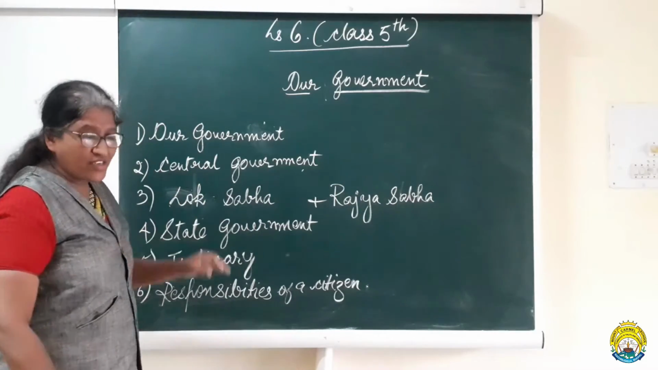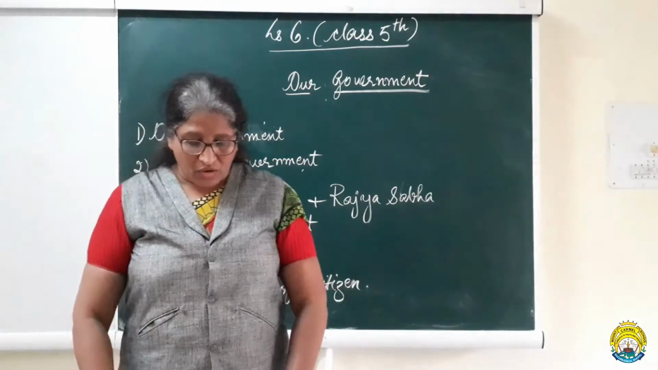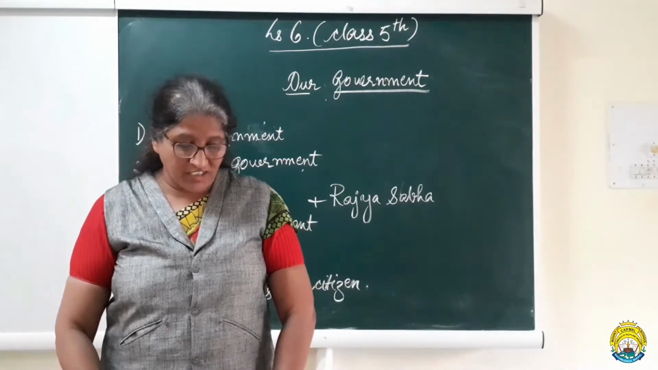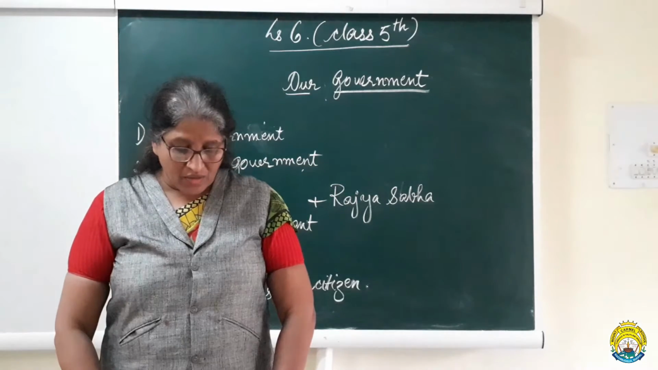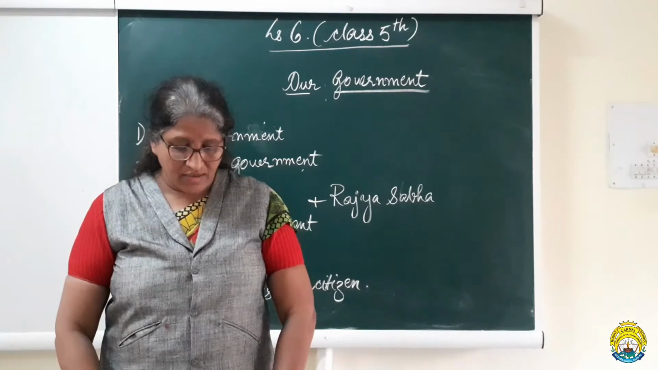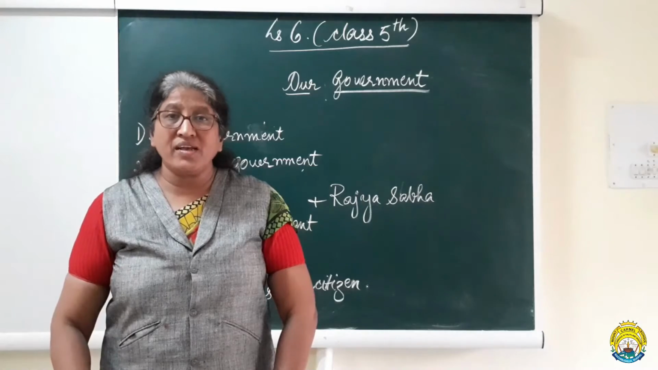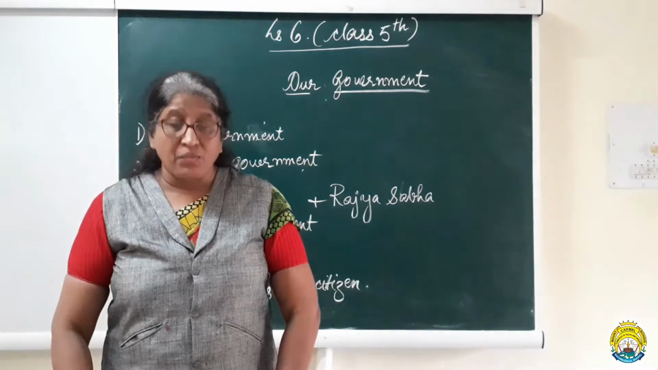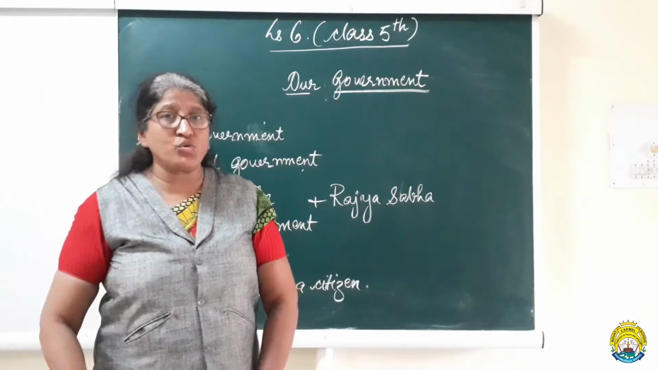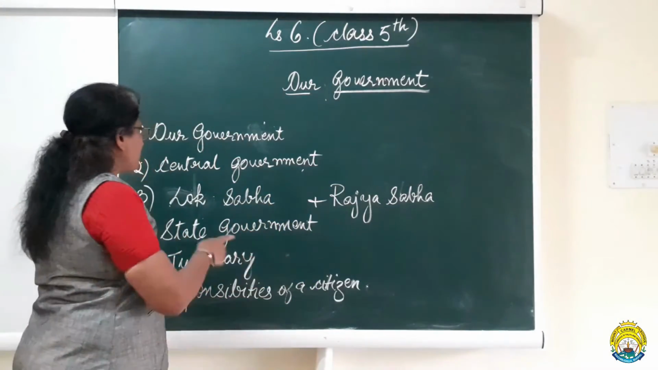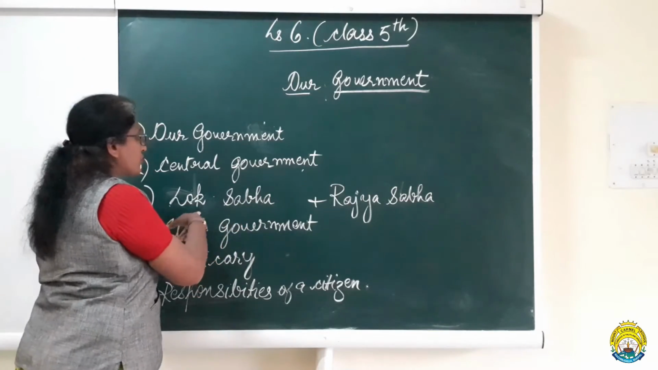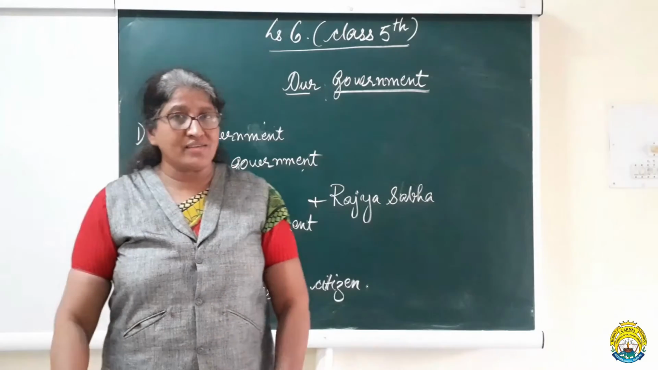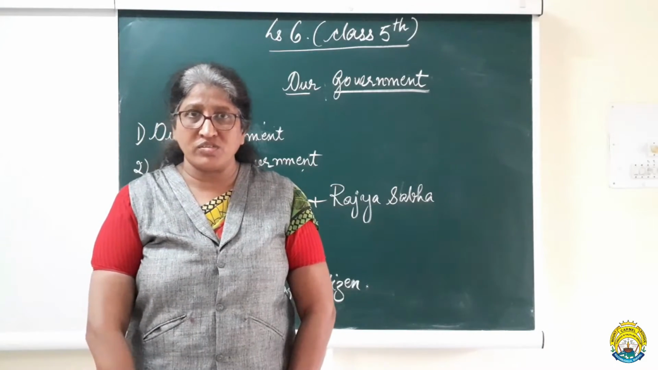Central government. What is the central government? The central government, or the union government, consists of the president, vice president, council of ministers, prime minister, etc. The body that makes law is called Parliament. And in Parliament there are two bodies that take care of the law, that is Lok Sabha as well as Rajya Sabha. Now I am going to go through the various topics of Lok Sabha and Rajya Sabha.